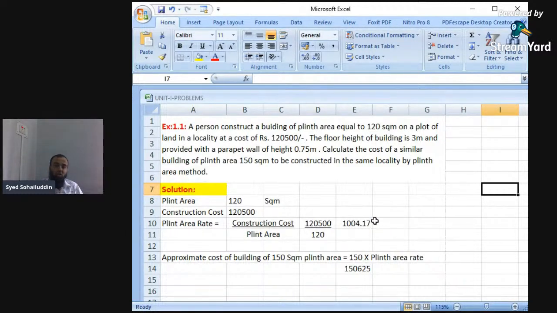that is 1004.17. The cost of the similar building is nothing but 150,625. This is a simple, initial level problem. It is very much simple.